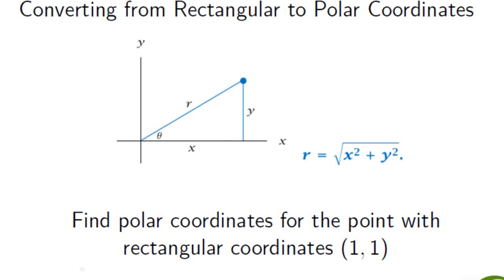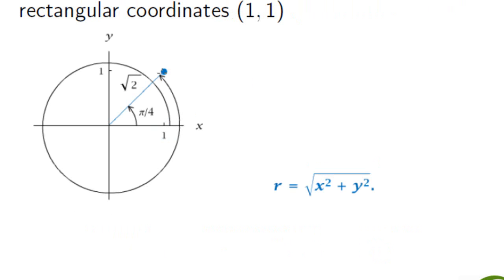So here's an example. It says find the polar coordinates for this point with a rectangular coordinate of 1, 1. So let's figure out how we could do that. If I go through here, I know that this value right here is 1, 1. So for my r squared, that's going to be nothing more than 1 squared plus 1 squared, which gives me the r value of the square root of 2.